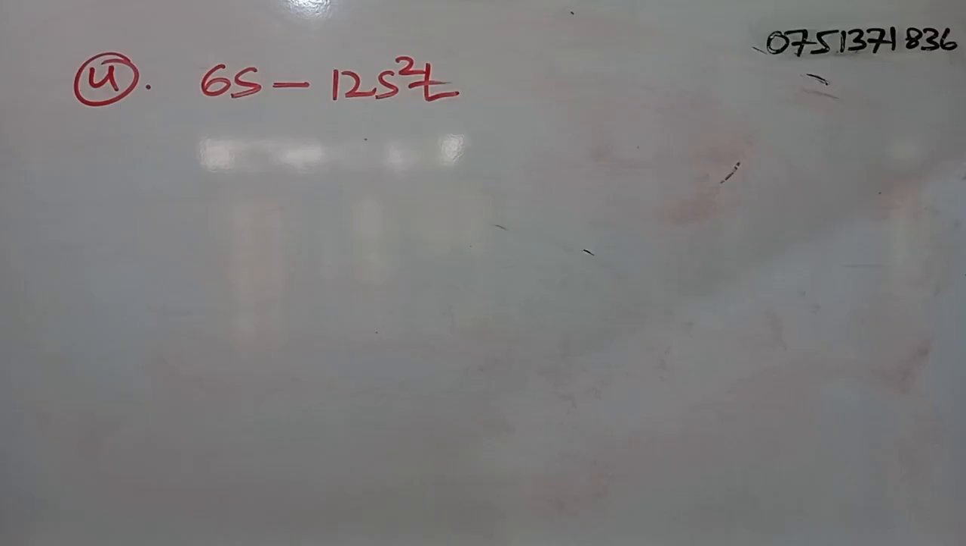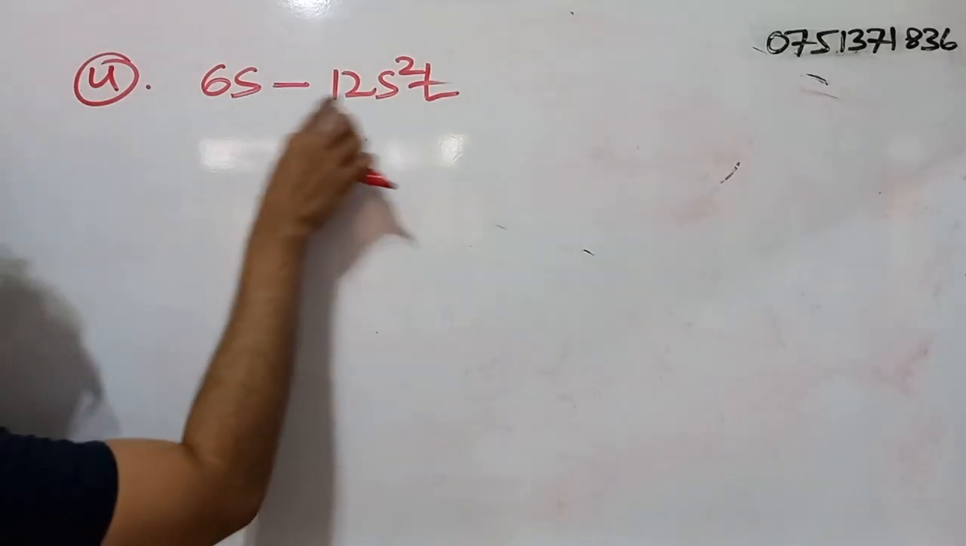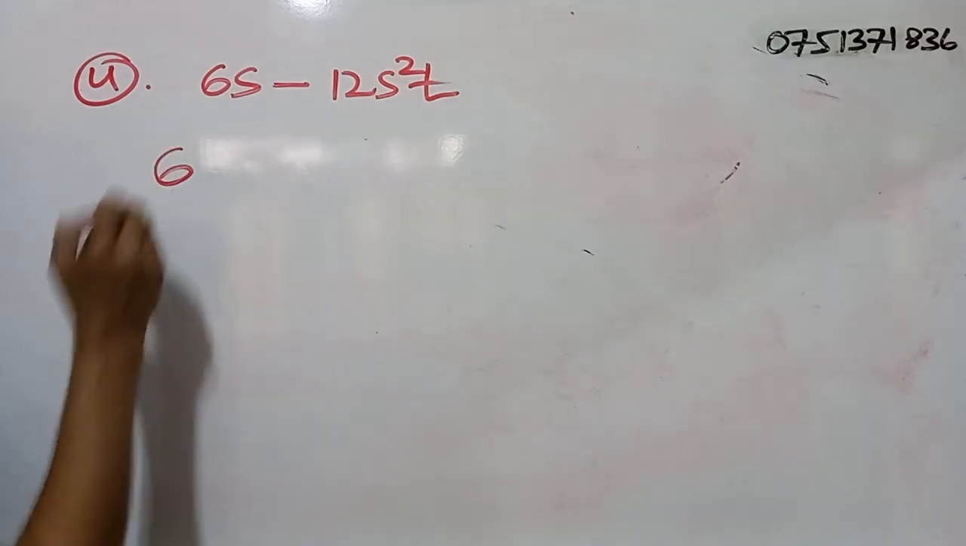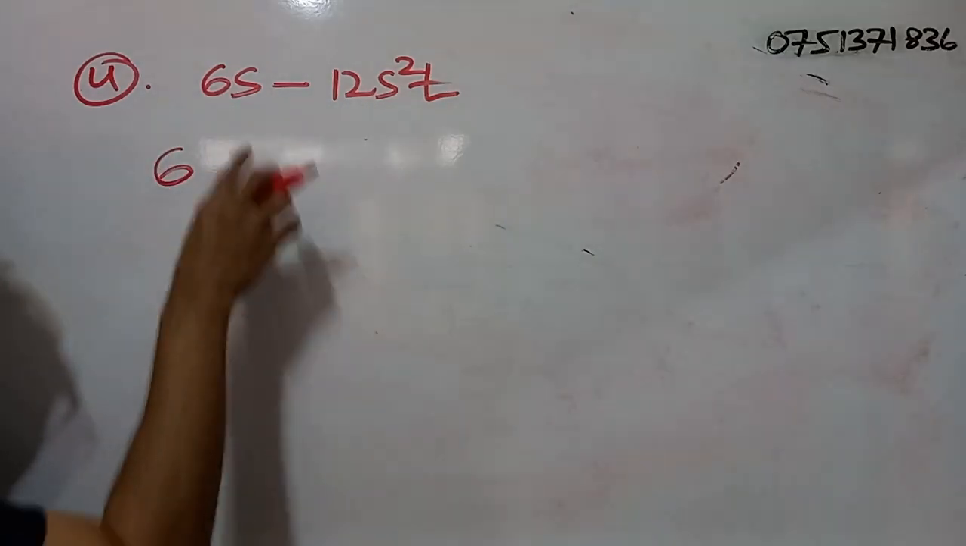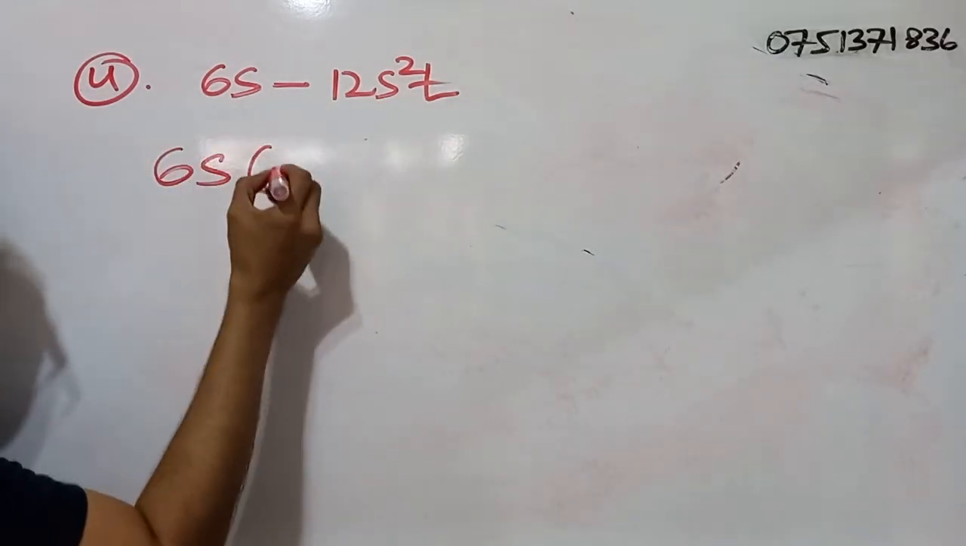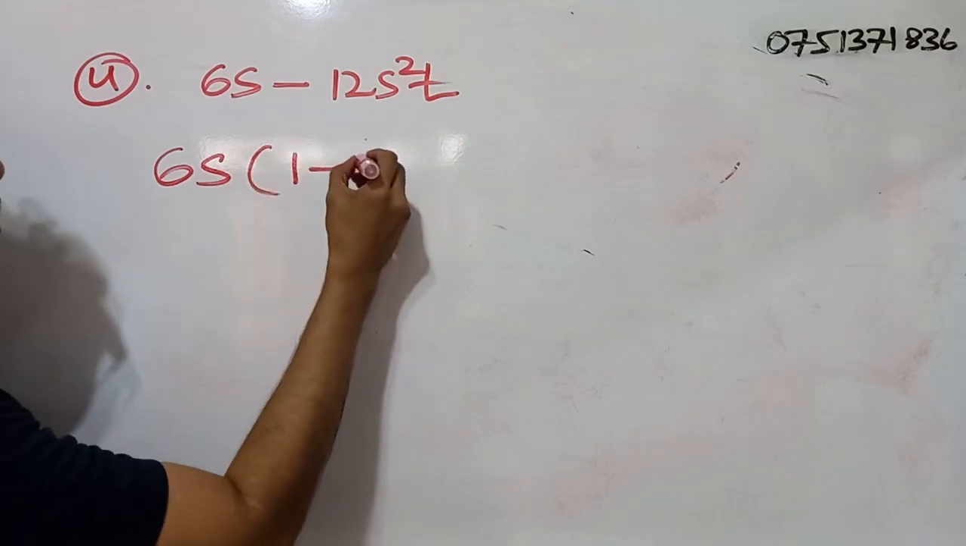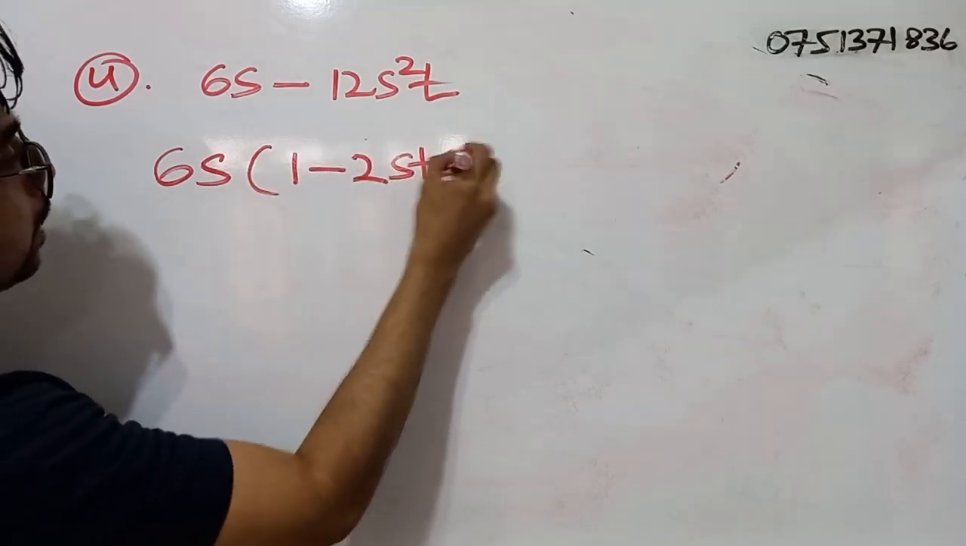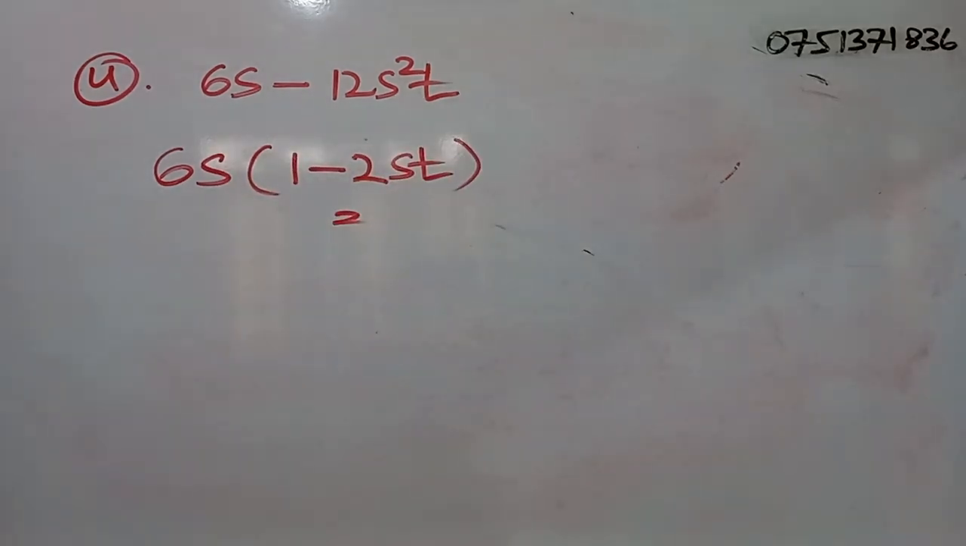Right, simple U. So what do we have? So when we consider these two terms, we can take 6 and also 1s. So what goes inside? 1 minus 2st. So this will be the answer.